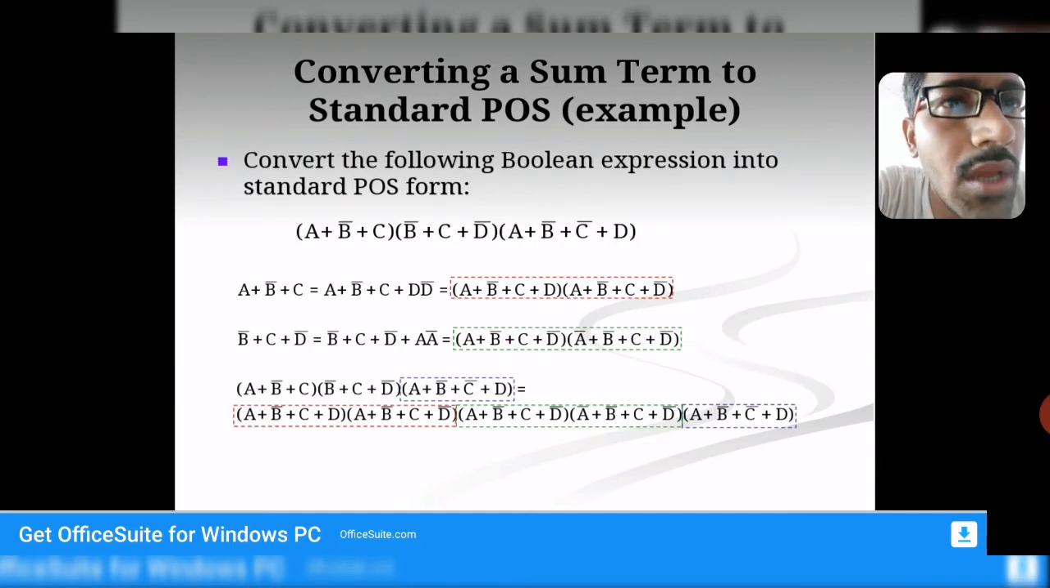We have a term here, a + b' + c. Here d is missing. Then b' + c + d, where a is missing, and then a + b' + c' + d. In the last term we have all four variables, but in the first and second terms one variable is missing. So, in the first term, a + b' + c is equal to a + b' + c + the multiplication of the missing variable and its complement, d·d', which is equal to a + b' + c.